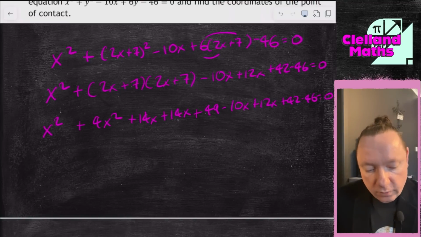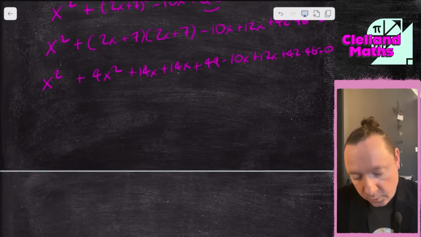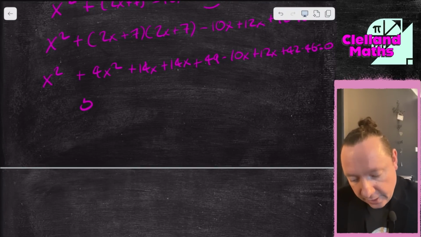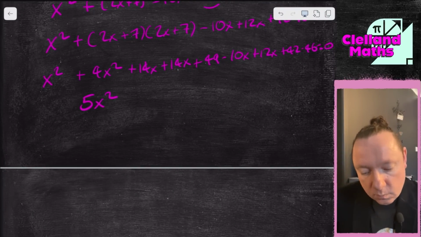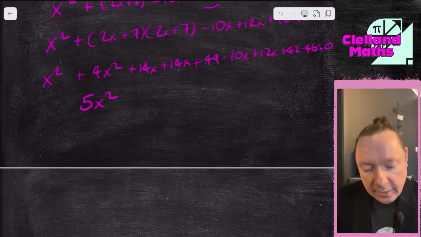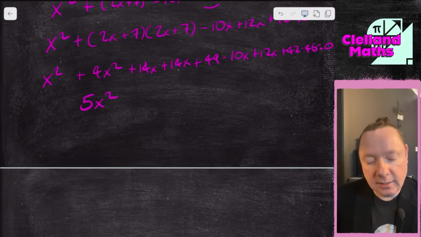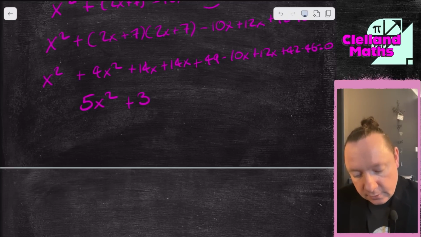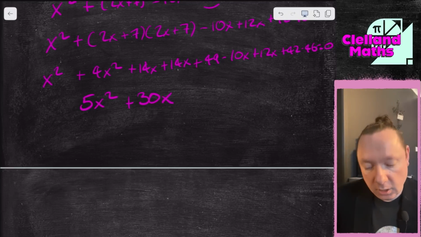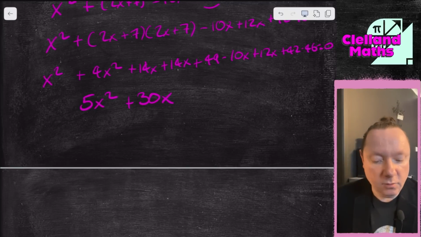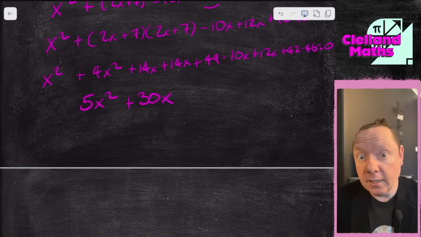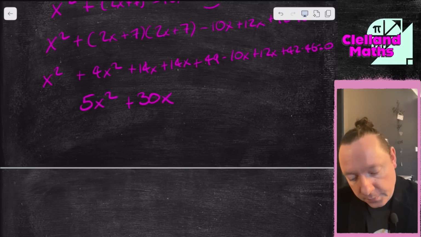And then just make sure that you're collecting terms properly. So let's do the x squared first. I've got 5x squared. And then the x parts, I've got 14, 28, minus 10 is 18, plus 20 is 30. And then the number parts, I've got 49, then I've got plus 42 minus 46, which is minus 4, so 49 minus 4, which is 45.